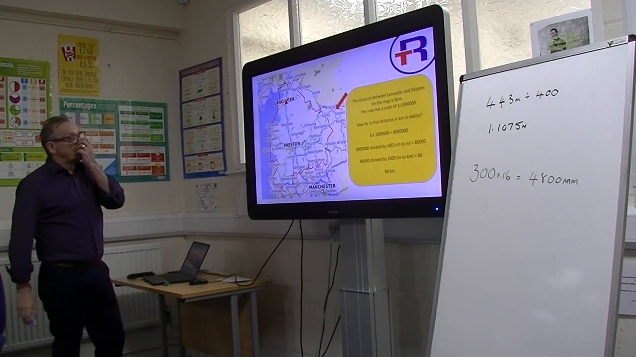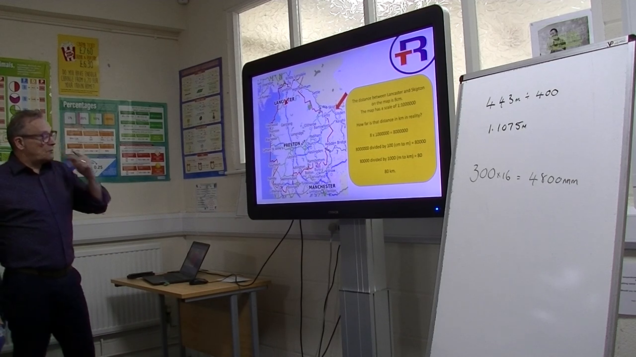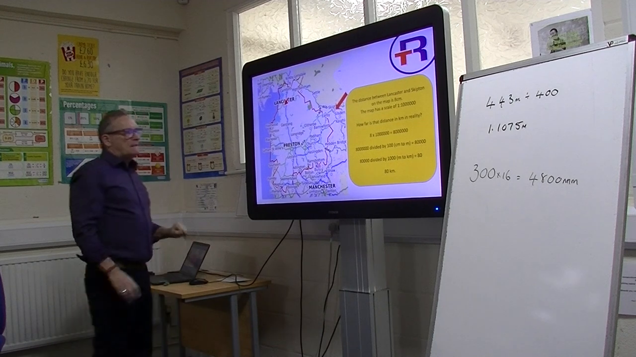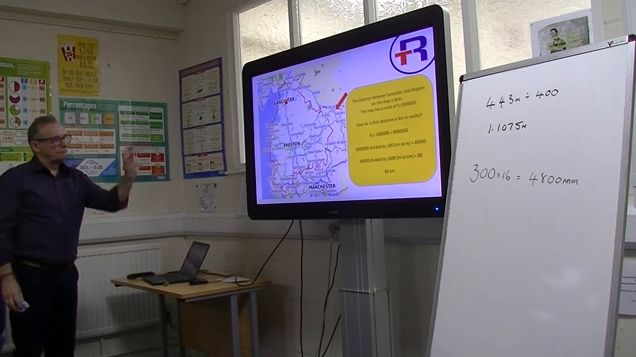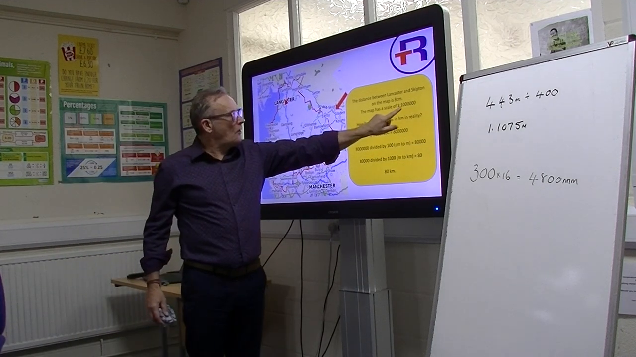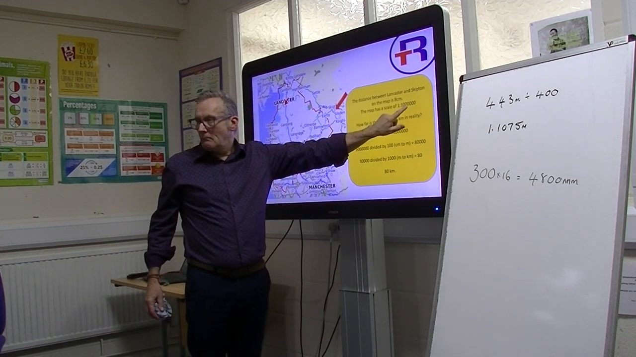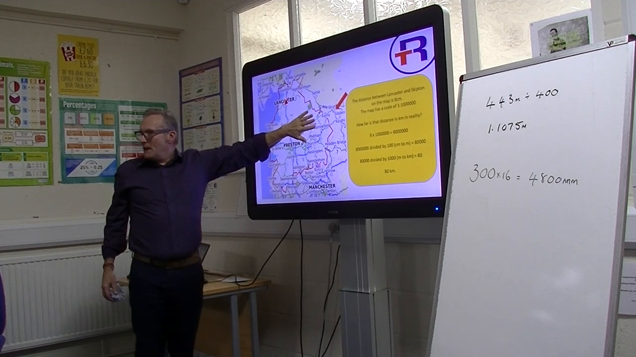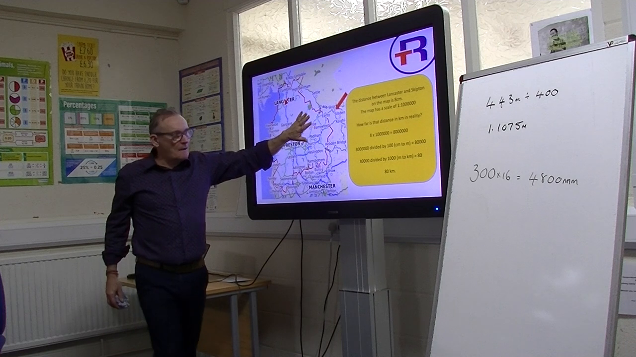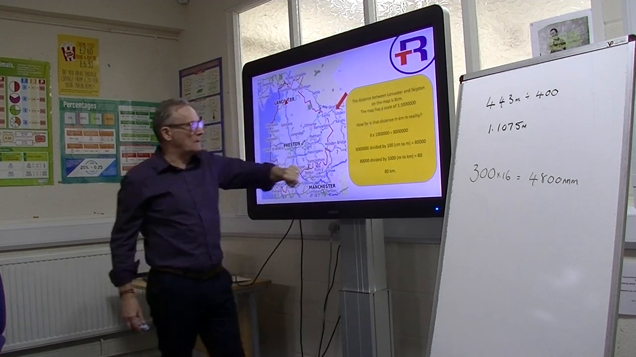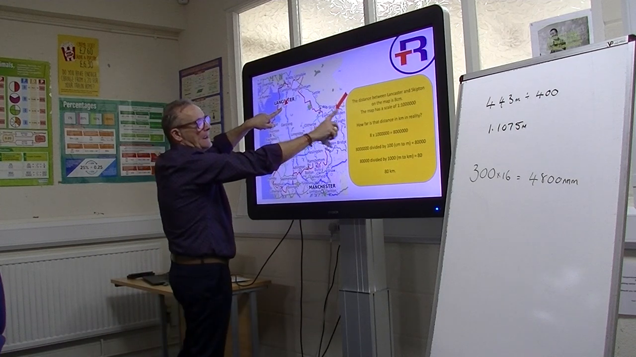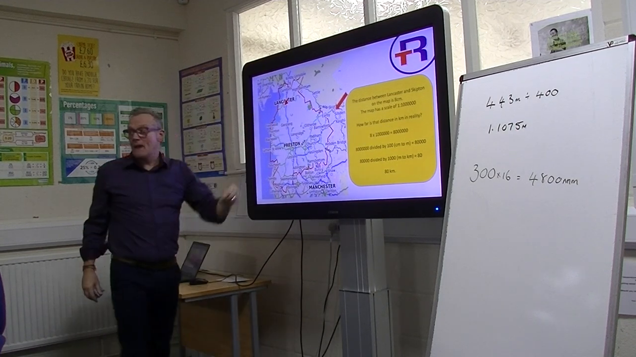Here we go. The distance between Lancaster and Skipton on the map is 8 centimetres. The map has a scale of 1 to 1 million. That map is 1 million times smaller than real life. That's what that means. How far is that distance in kilometres in reality?